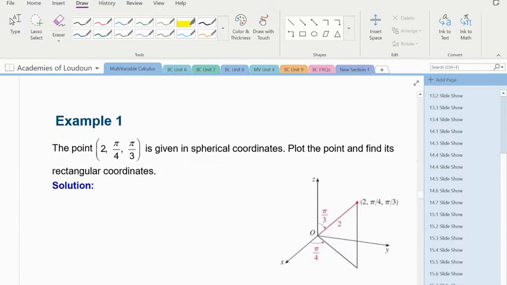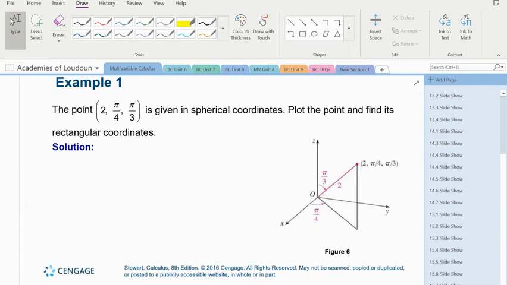So let's take a look at example 1. We have the point (2, pi over 4, pi over 3) given in spherical coordinates, to plot the point and then find its rectangular coordinates. As we see in Figure 6, we begin with theta equal to pi over 4, and we move out pi over 4. From the z-axis, we come down pi over 3, and then we go out to the point with radius rho of 2.